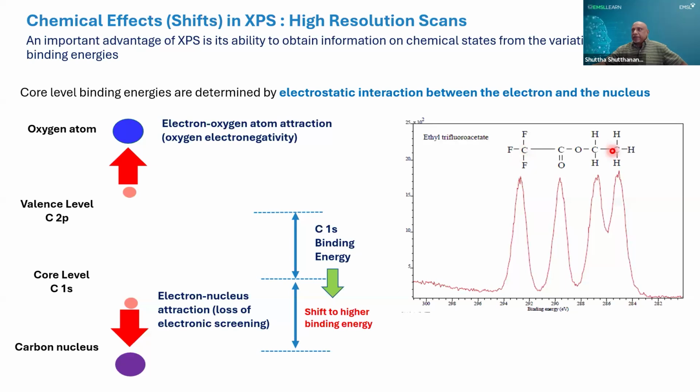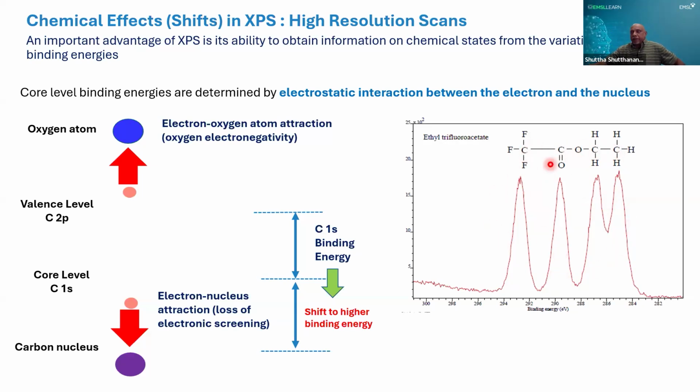So you can see each bonding is giving you a different shift because the energy needed to remove the photoelectron is different for these 4 different configurations. So these are what we call chemical shifts. And then you can see these peaks are all the same height because we have the same amount of carbon present in this particular sample.